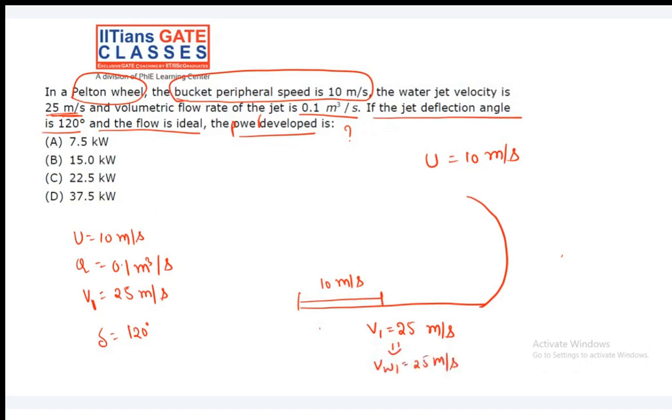So what is vr1 now? vr1 is equal to 25 minus 10, 15 meter per second. So till this point things are clear.